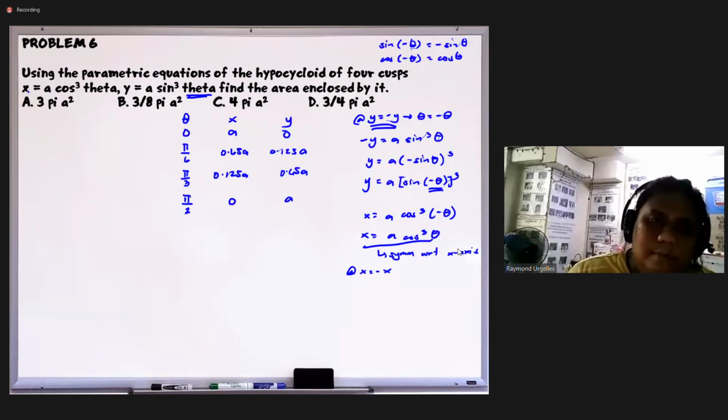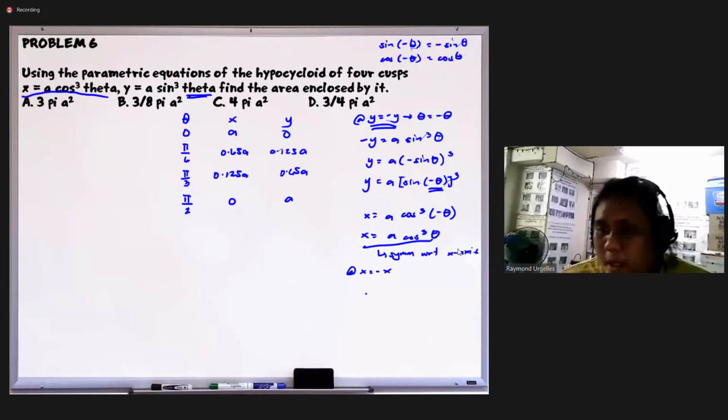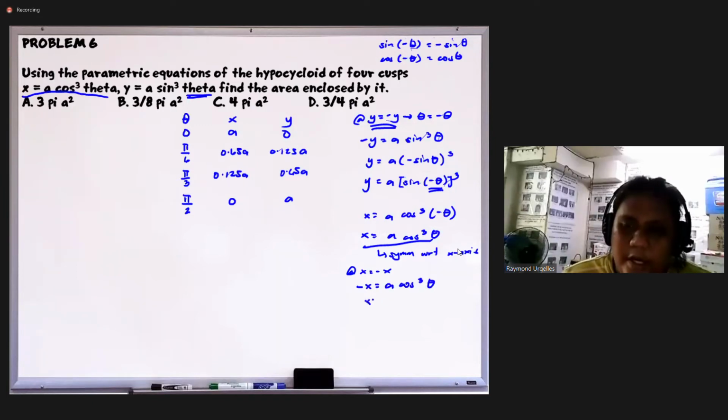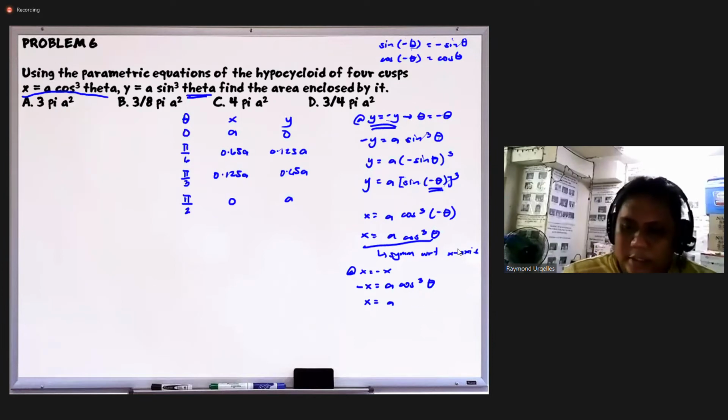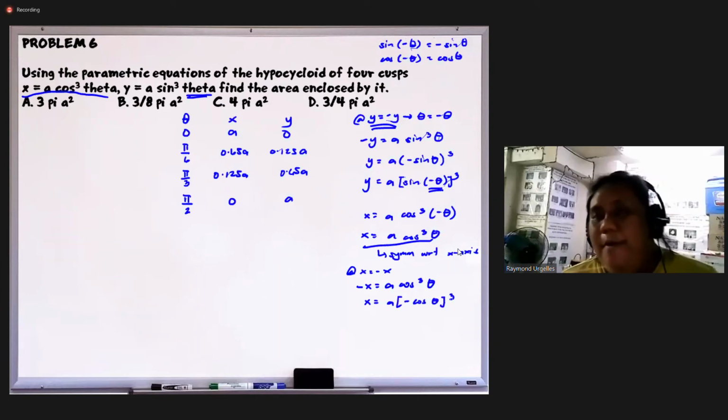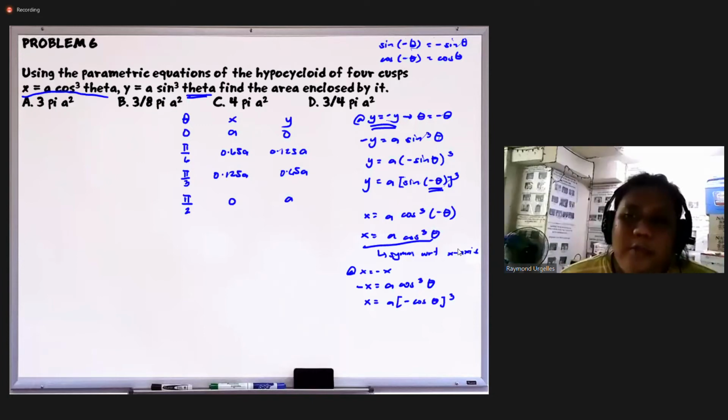So dito naman tayo magsa-substitute. Okay? So we have negative x will be equal to a cosine cube of theta. So our x will be equal to a, so then this will be cosine of theta, multiplied by, so again, this is negative cosine of theta, so this quantity raised to the third power. Okay? Okay ba? So kaya yun yung magiging equation natin.